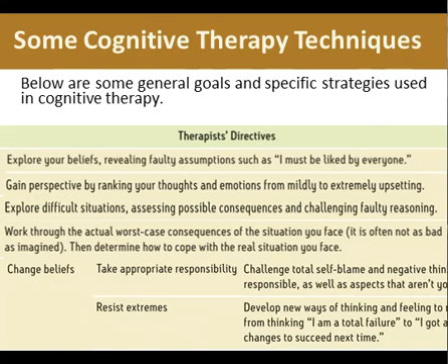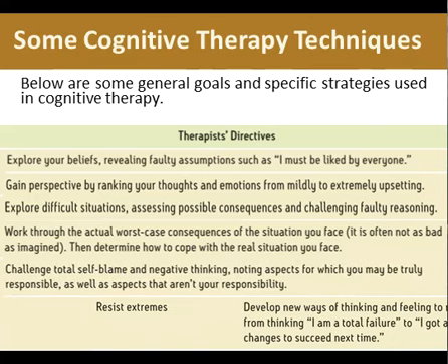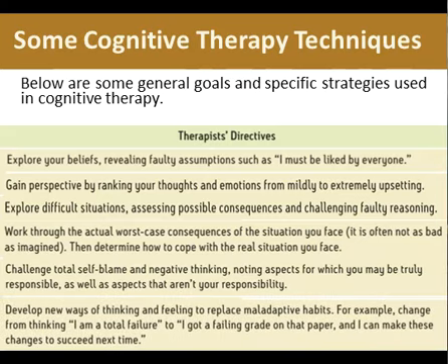Change beliefs. Take appropriate responsibility. Challenge total self-blame and negative thinking, noting aspects for which you may be truly responsible as well as aspects that aren't your responsibility. And then resist extremes. Develop new ways of thinking and feeling to replace maladaptive habits. For example, change from thinking I am a total failure to I got a failing grade on that paper and I can make these changes to succeed next time.